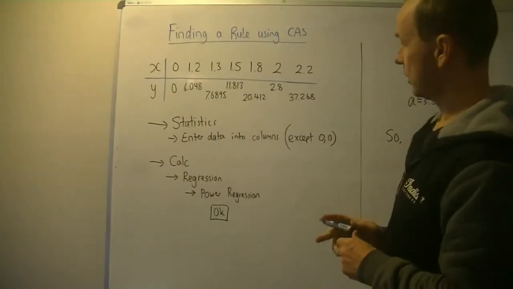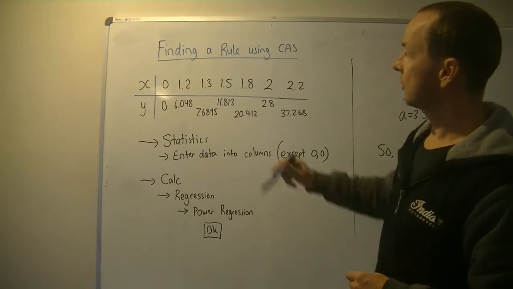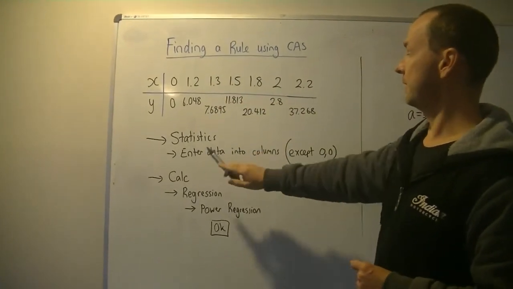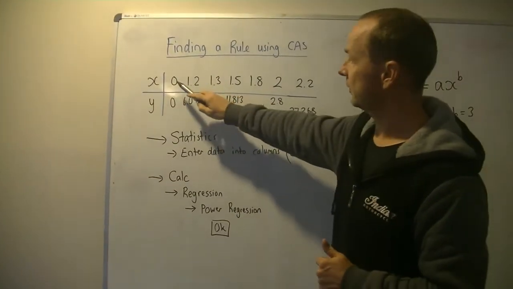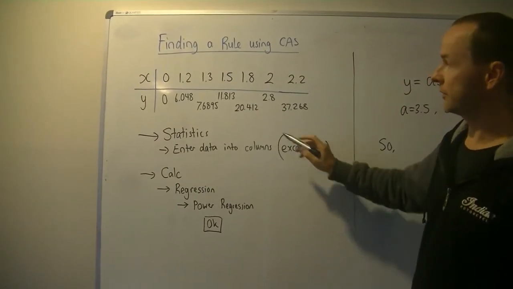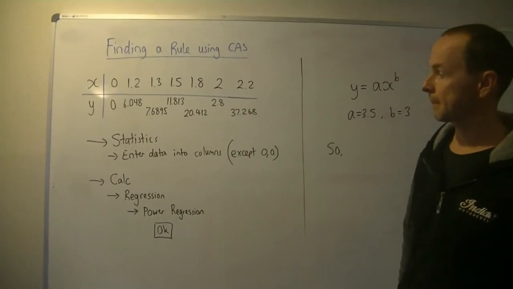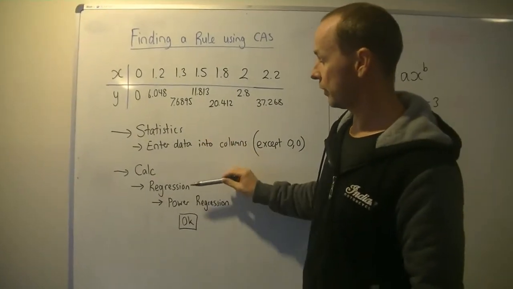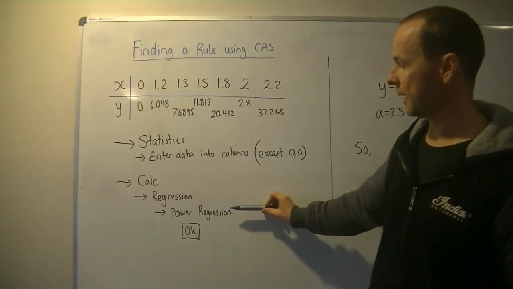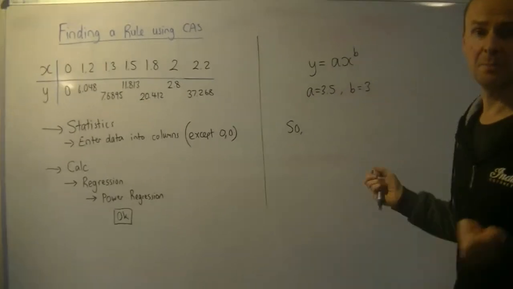Okay, so this is just a bunch of commands that you press using CAS. So the first thing is go to statistics, enter the data into columns. So you enter all those into x and y, but very important, don't put in 0, 0, or else the whole thing won't work. So you ignore 0, 0 at the start. Okay, and you go to Calc, Regression, and then there's another button called Power Reg, or Power Regression. Click on OK, and it's as simple as that.